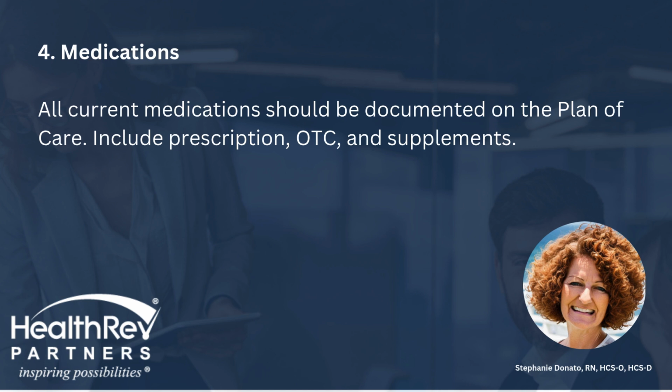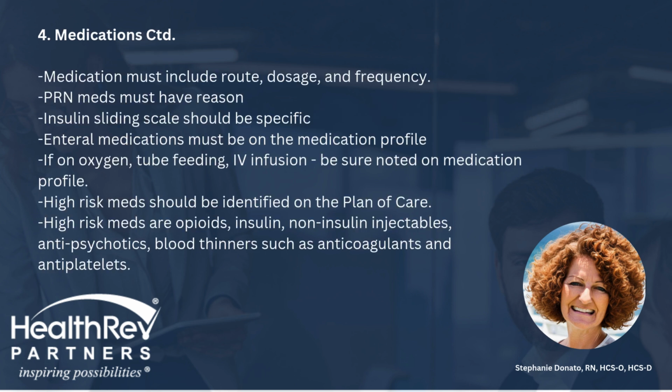So all current medications should be documented on the plan of care, including any prescription medications, over-the-counter medications, and supplements. Also remember, medications must include the route, the dosage, and the frequency. All PRN meds must have a reason. Insulin sliding scales should be very specific. Enteral meds must be on the medication profile. If the patient's on oxygen, or if they're receiving a tube feeding or IV infusion, be sure these are also noted on the medication profile.